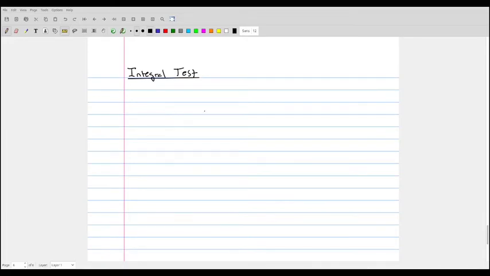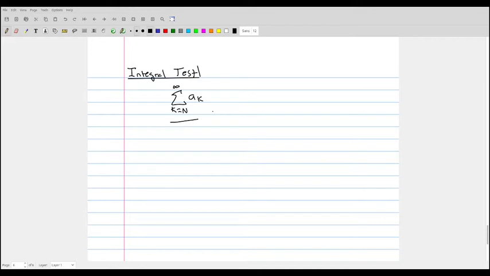So the integral test says the following. Suppose we have a series. We don't know if the series converges or not. We'll say we sum the series from n to infinity, and we're investigating the convergence of this series.